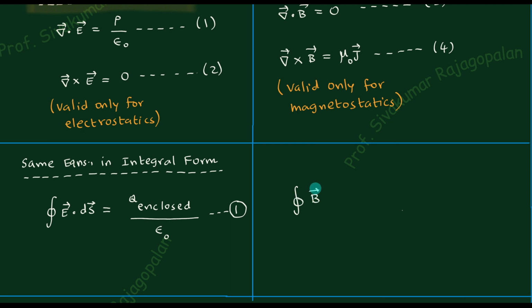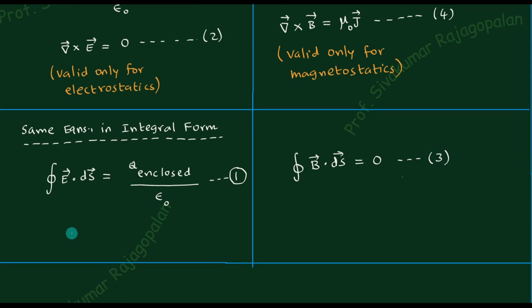So let us write down the second equation, the divergence of B. We can write that the closed integral of B dot ds will be equal to 0. Equation number 3: I'm not going to change the equation number, so that is the same equation rewritten in integral form. Now you have to write down the dl. L means it's a line integral. So the difference is that this is a line integral, the previous one is a surface integral.